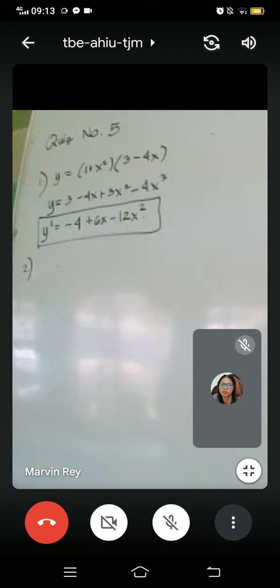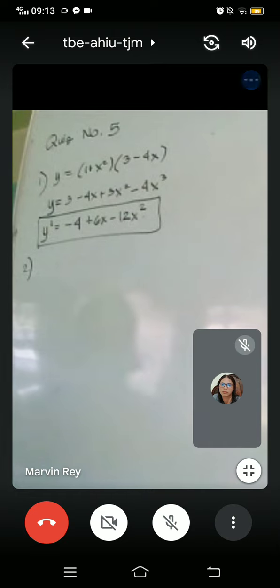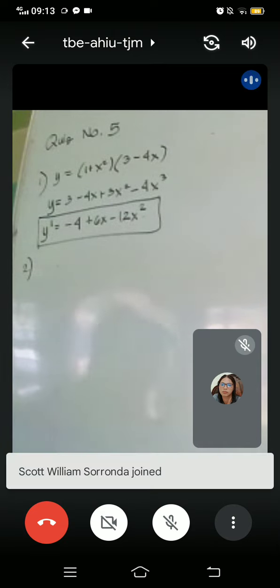Question? Wala? So next, let's proceed. Number 2. So again, it's just kwan lang. You just have to distribute lang, expand the expression mo ra before differentiation. Then ang uban, nag-product rule. So, sa mga nag-product rule, sayop lang ilang process.